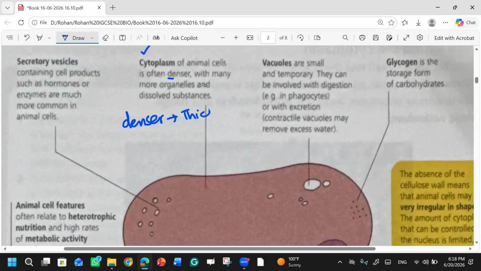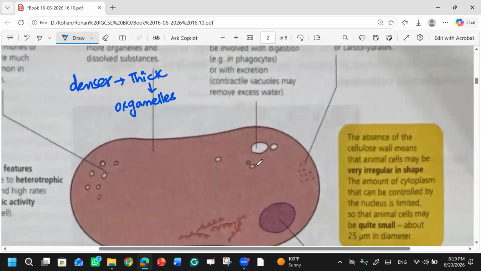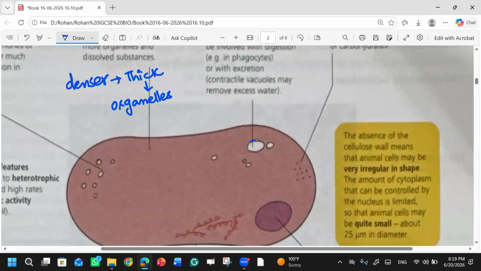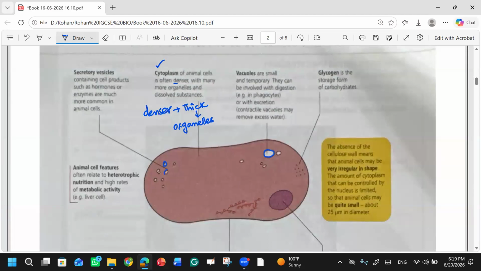It is thick with many organelles. Why is it thick? Because there are many organelles present in it. That's why it is thick. And there are many dissolved substances also in the cytoplasm. That's why the cytoplasm of the animal cell is thick, it is dense. Clear? Then there are some vacuoles like this. These are the vacuoles. These are secretory vesicles, and over here there is a vacuole. This one is a vacuole.